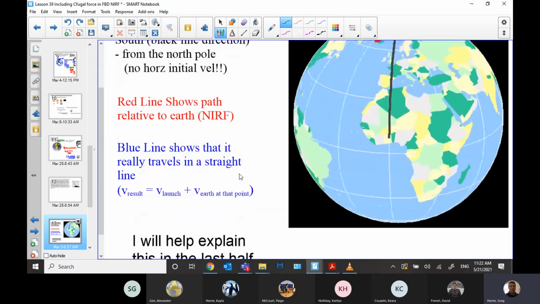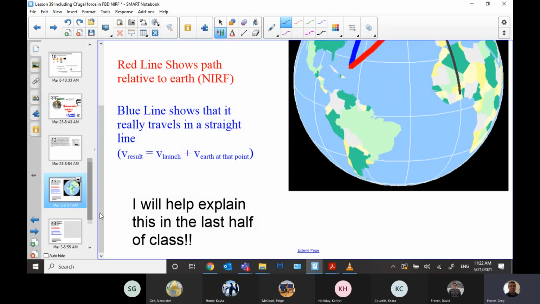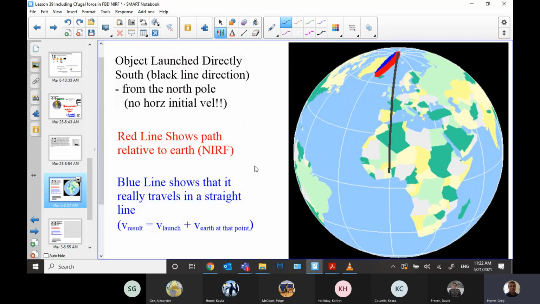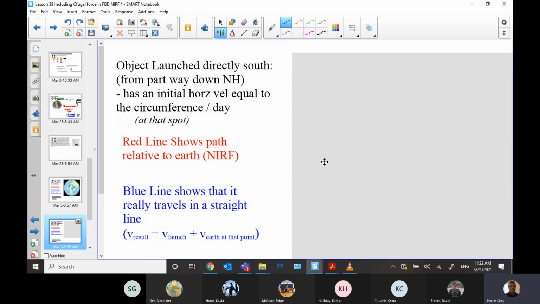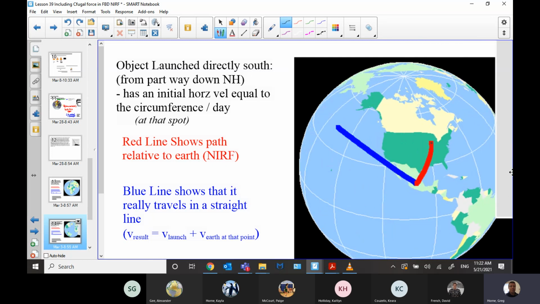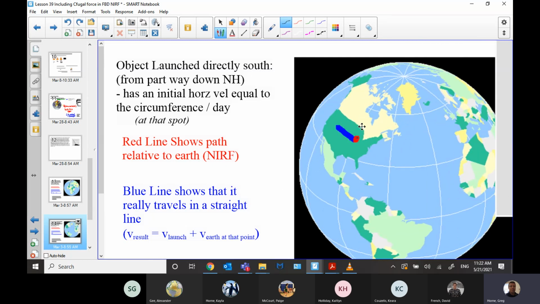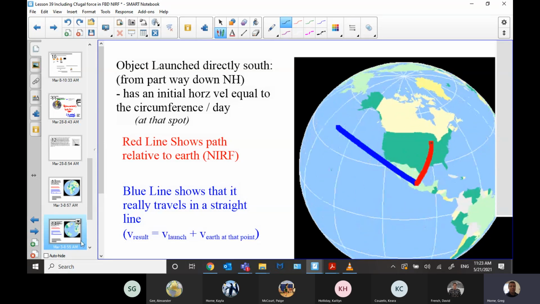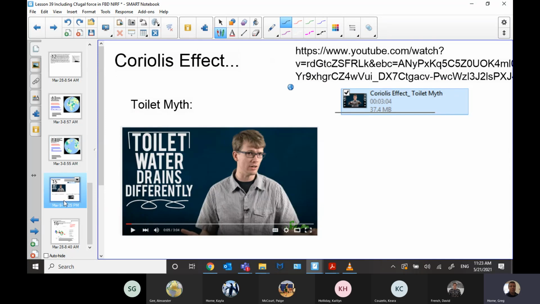And so that strange sideways movement, that's a note for when people are doing this course independently, that weird sideways movement is explained by the ideas of the Coriolis effect. So this one is an object launched directly south, and again, it's curving, but I don't feel like we have to analyze it too much.